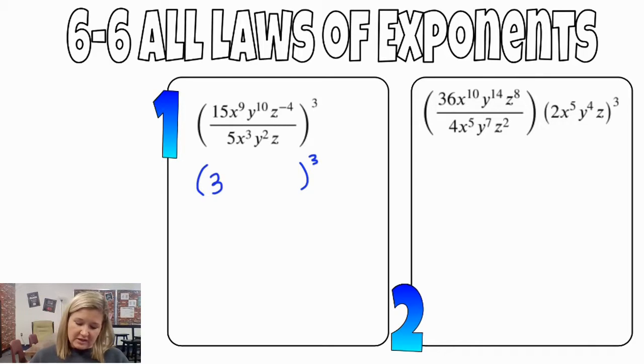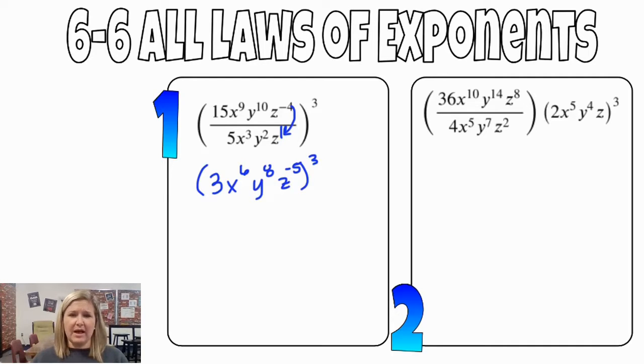So I have 9 minus 3, which is going to give me x to the 6th. And then I have y, and I have 10 minus 2, which is going to give me 8. And then I have z, and I have negative 4 minus 1, which is going to give me a negative 5. Okay, that's kind of tricky because you want that to be positive.